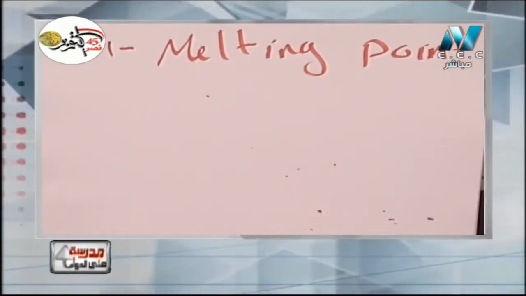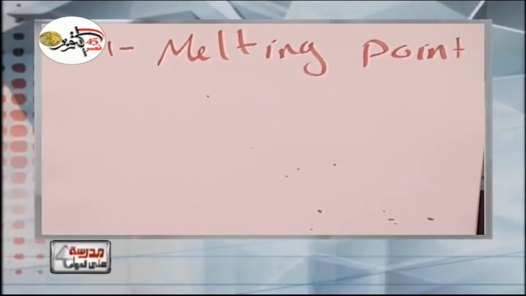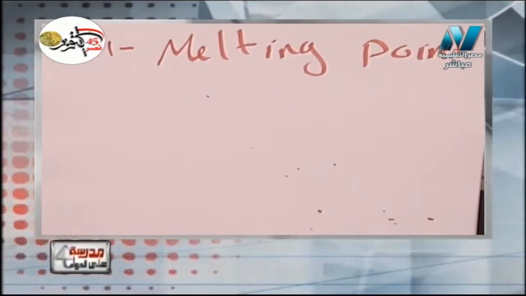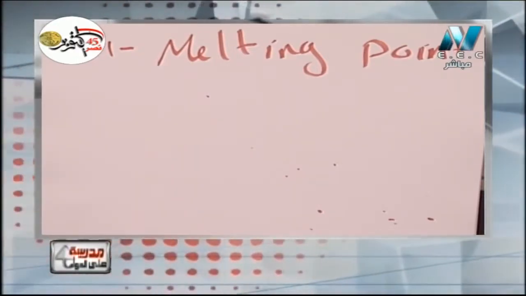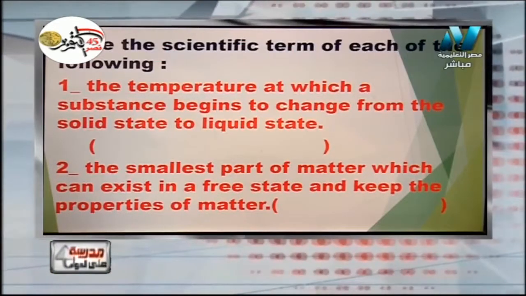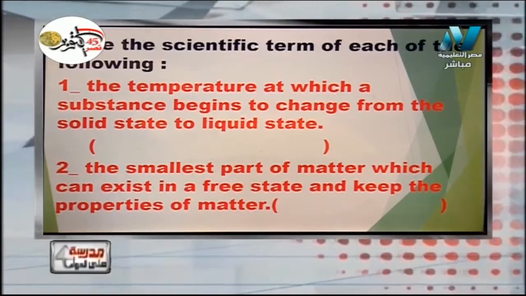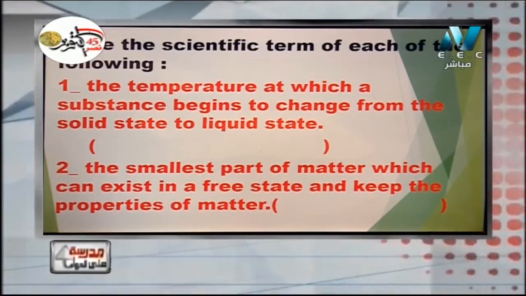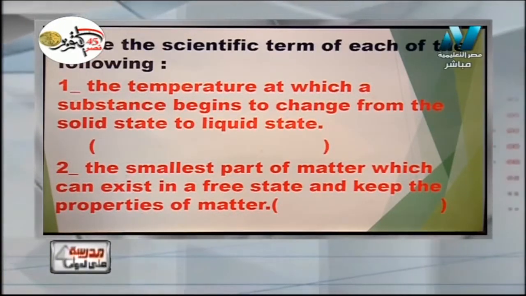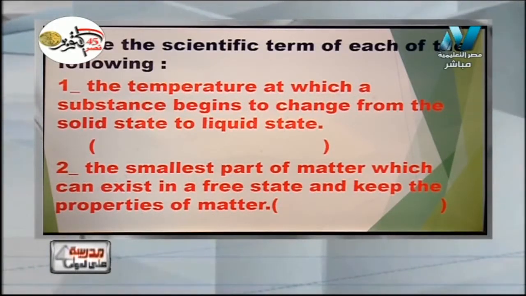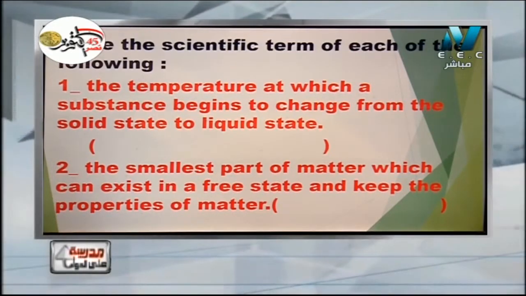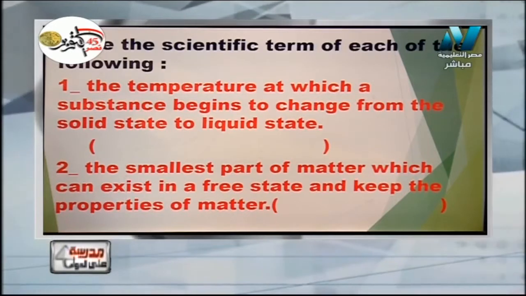Number 2, the smallest part of matter which can exist in a free state. Exist in a free state means existing freely, and keeping the properties of matter. So what is the smallest part of matter which can exist in a free state and keep the properties of matter? Yes, it is the molecule. Number 2 is molecule.